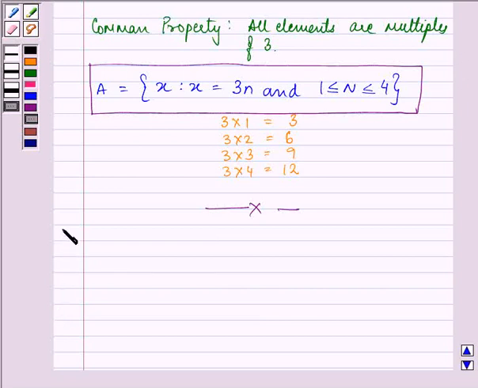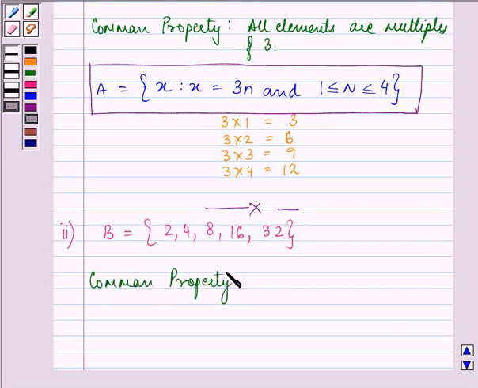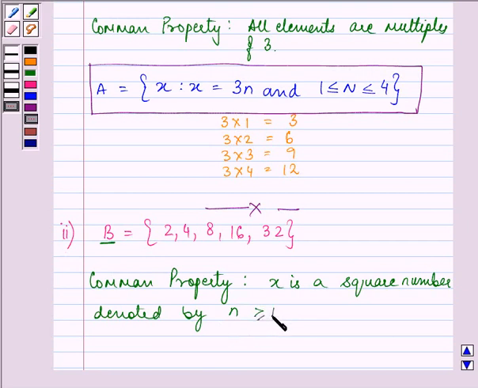On with the second part. Now we're given B is equal to 2, 4, 8, 16, 32. Now we are taking all the elements as x. Now the single common property we have ourselves assumed it to be named as B. So the common property is that x is a power of 2, denoted by 2 to the power n, where n is greater than equal to 1, and also n is less than equal to 5.